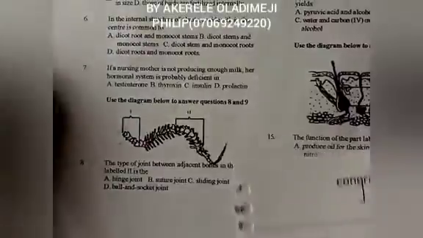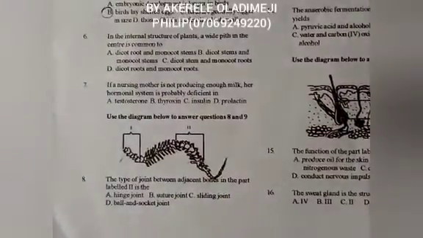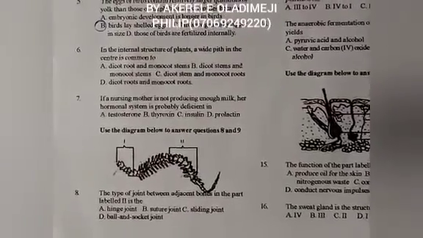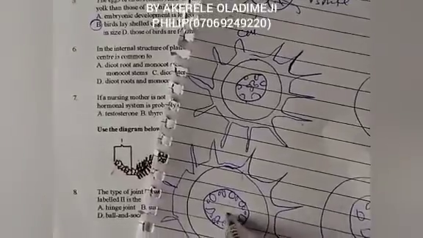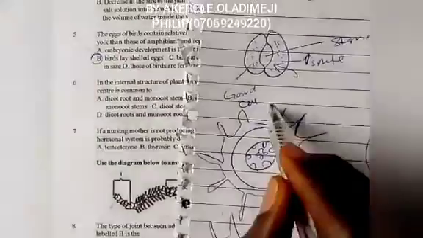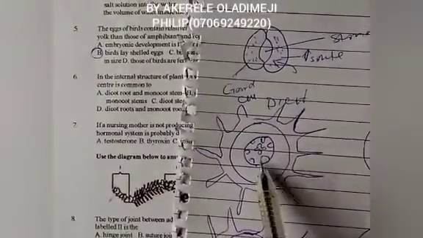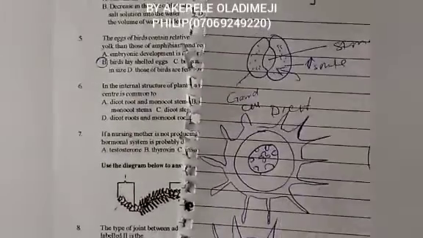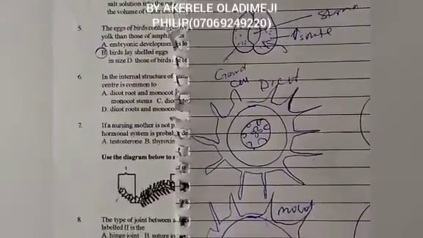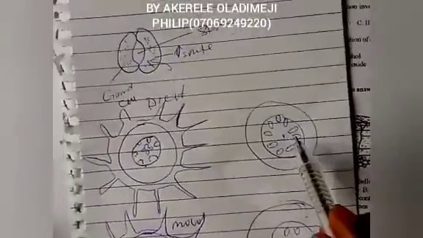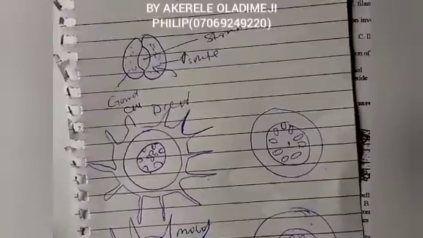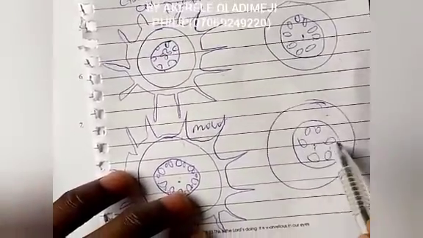So the question says that in the internal structure of a plant, a wide pith in the center is common to what? Looking at this diagram, you can see this place is called pith. This is a pith. This is not a pith. This is not a pith. So in the dicot root, where it's supposed to have pith, what we have is xylem and phloem. For the monocot root, we have pith at the middle. For the dicot stem, there's pith at the middle, and the xylem and phloem form a ring. For the monocot stem, what you have is scattered vascular bundles, which are xylem and phloem.